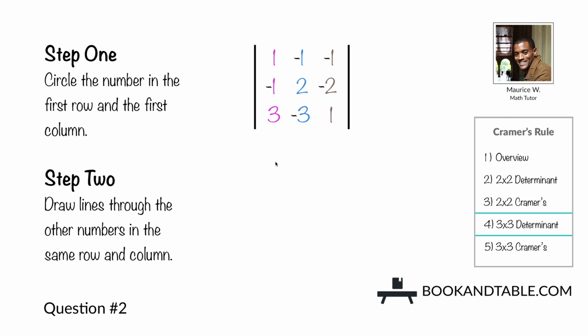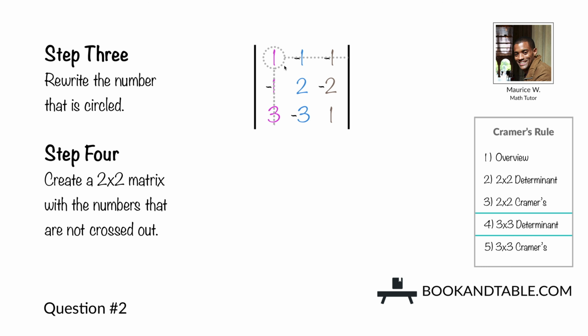Step 1, circle the number in the first row in the first column. So that would be this one here. And step 2, draw lines through the other numbers in the same row and column. Step 3, rewrite the number that is circled. So that would be +1. In step 4, create a 2x2 matrix with the numbers that are not crossed out. So that would be these 4 numbers here, and that gives us our first 2 by 2.